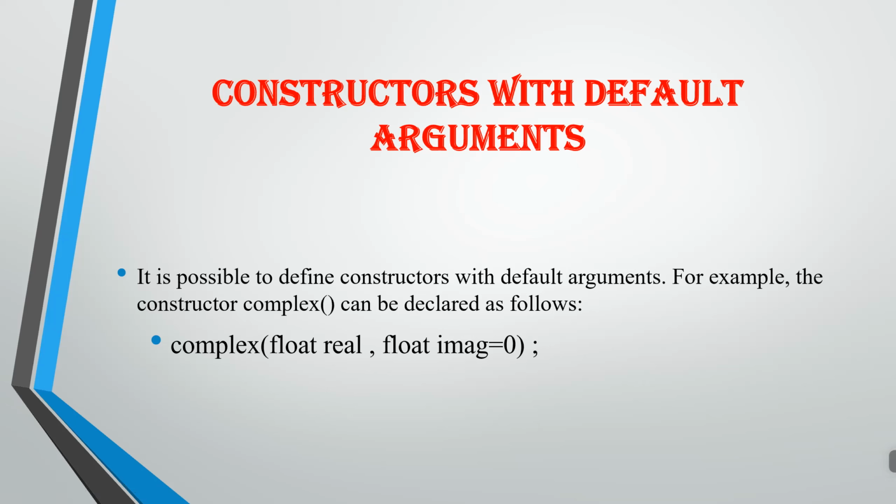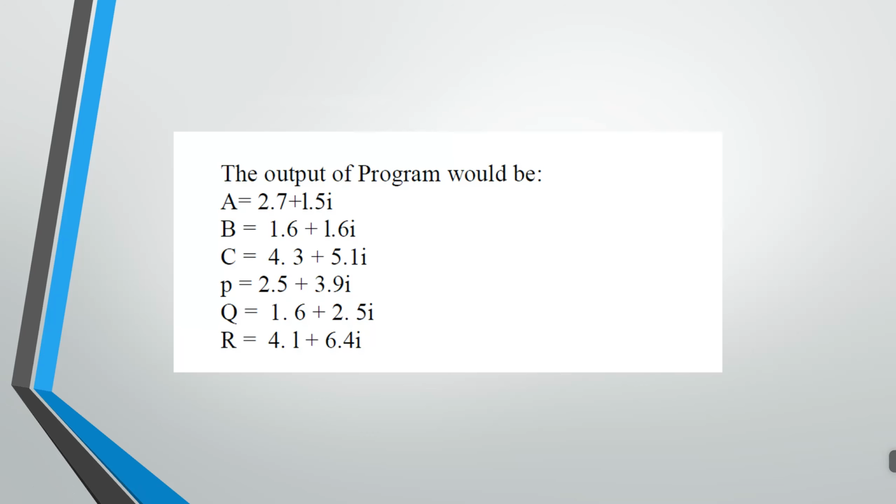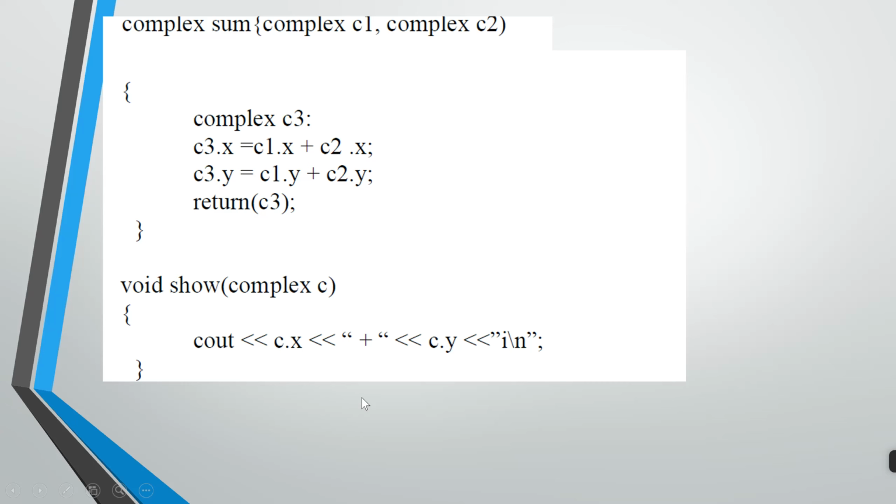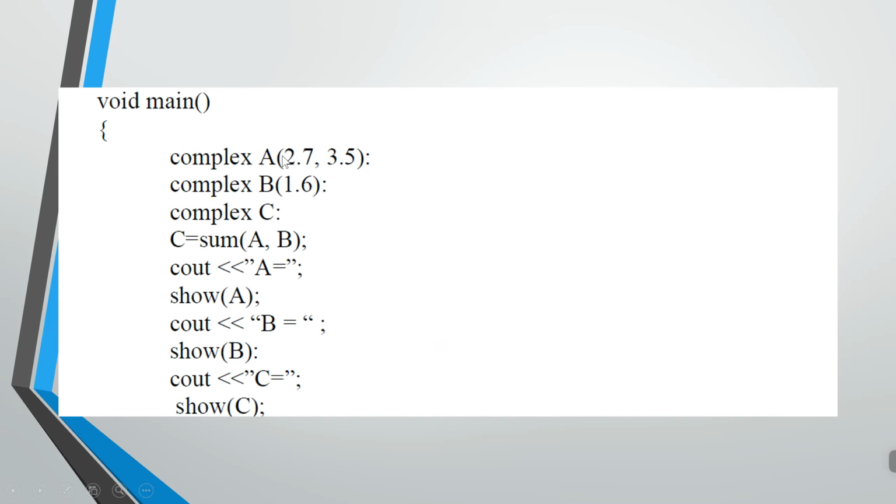So the next point is constructors with default arguments. What do you mean by constructors with the default argument? I'll take you back to this example: complex, float real and float imaginary. How many arguments are there here? There are two separate arguments, one for the real value and one for the imaginary value, with the specific values taken. So A is supplying 2.7 and 3.5.